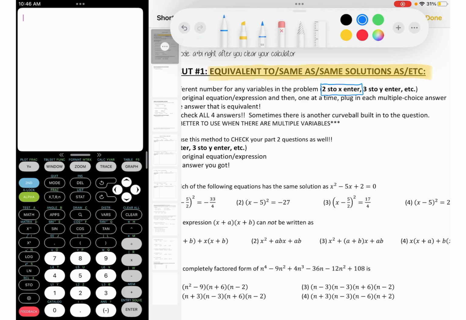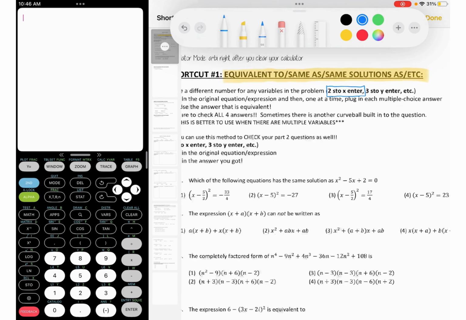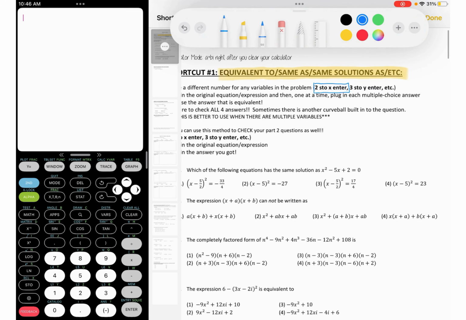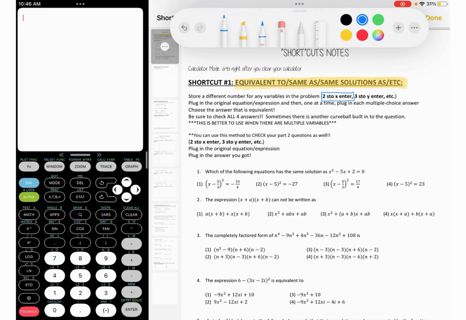So what I'm doing is 2 stow x, and then sometimes you have multiple letters, like if you look at number 2, which we'll get to, there's an x, an a, and a b. We'll talk about that when we get to it, but it's just storing a number for the letters that are in the problem. Now, here's why this little shortcut works. What you are going to do is plug that number in for the variable into your original equation or expression, and then also plug that same number into each of your multiple choice answers. If you get the same outcome, that means that that multiple choice answer is equivalent to your original expression.